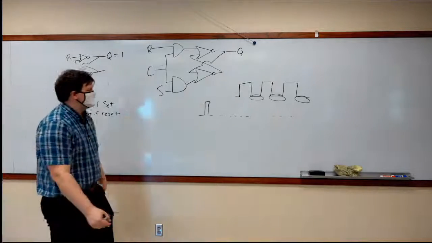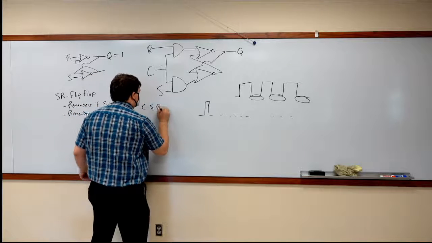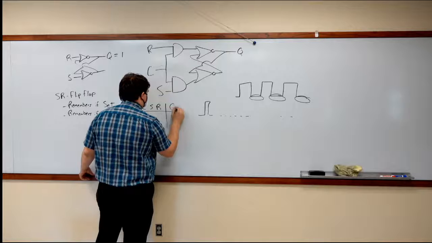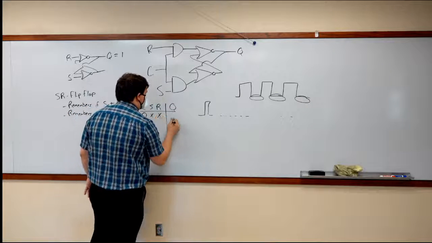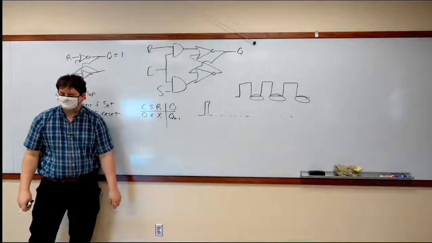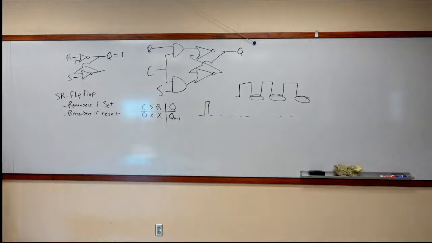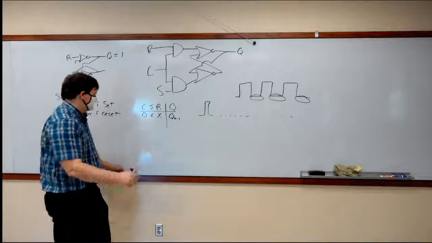Okay? The way that we draw the truth table for something like this is we have C, S, and R. We have our Q. If C is 0, it doesn't matter what S and R are. Q stays the same. And we just eliminated having to write out 4 different options for S and R, because it doesn't matter what they are. If the clock is off, Q stays whatever value it was at the previous iteration.